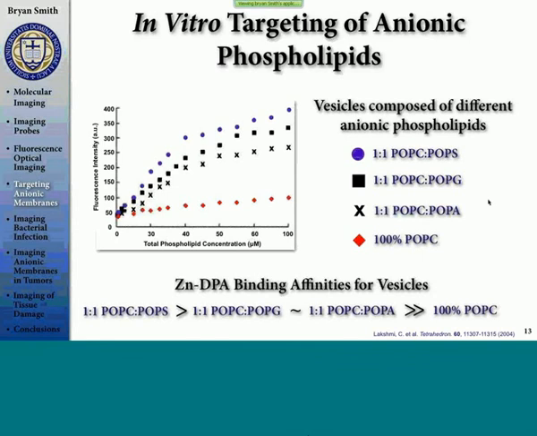Now we are going to target anionic membranes through the use of this affinity ligand called zinc-2-dipicolylamine, or I'll refer to it as the zinc DPA. The two dipicolylamine groups will coordinate to zinc ions, and this will then allow for detection of both phosphorylated species and anionic charges.